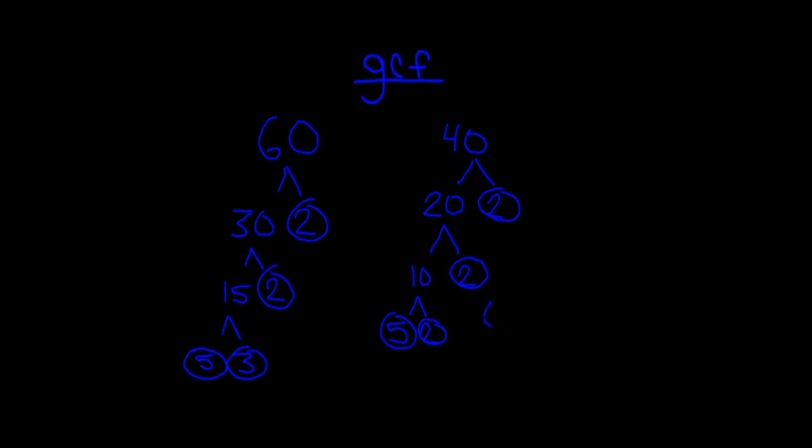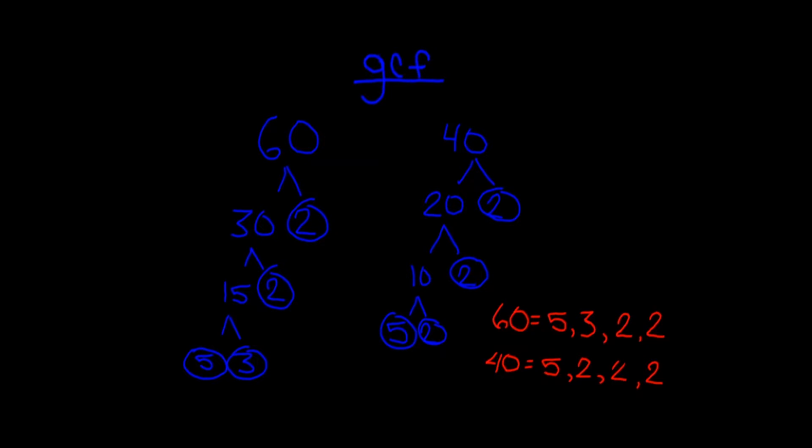Let me choose a different color here. Okay, so 60 is equal to 5, 3, 2, and 2. And then 40 is 5, 2, 2, and 2.